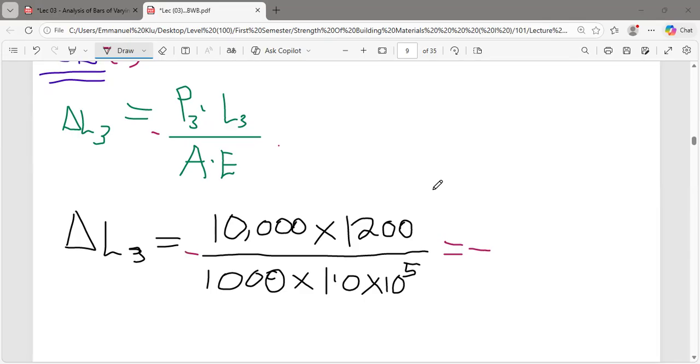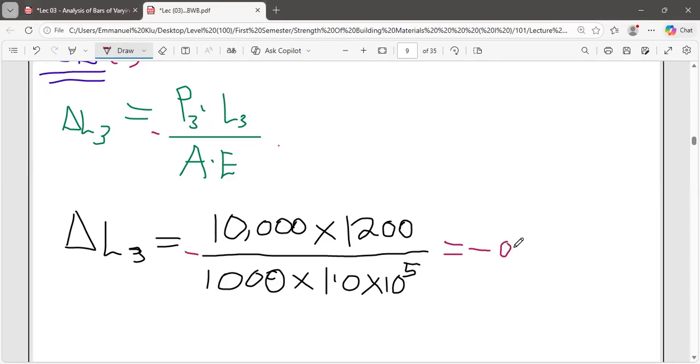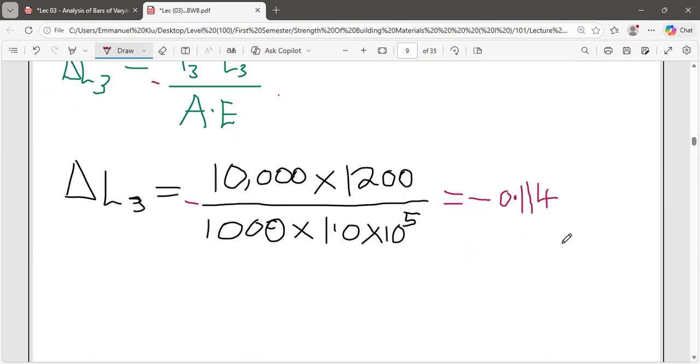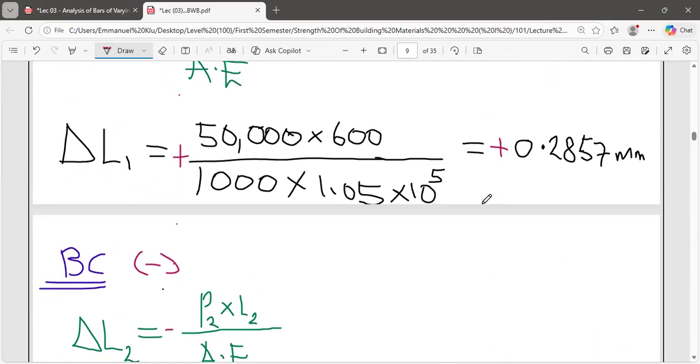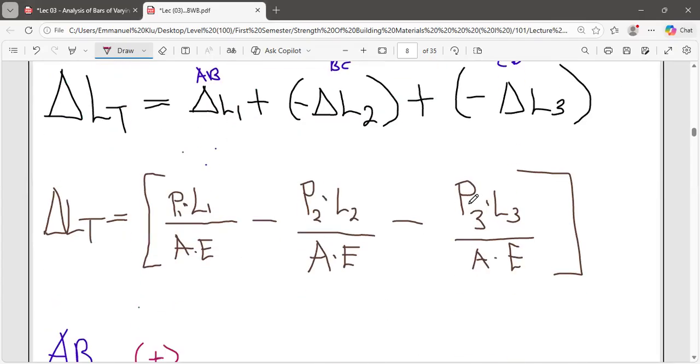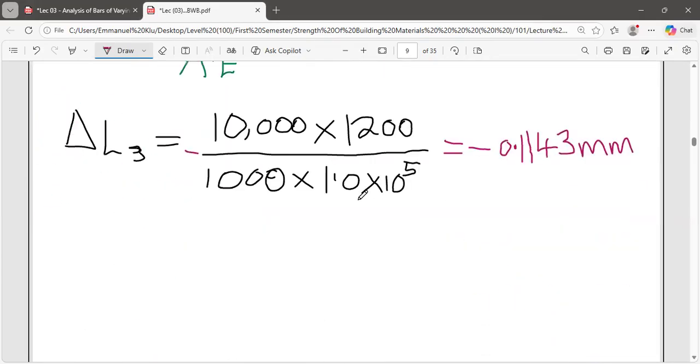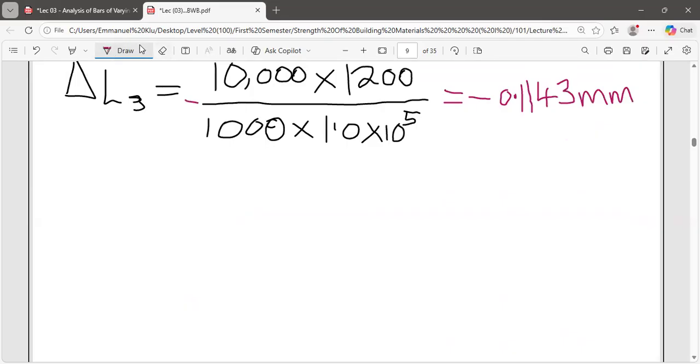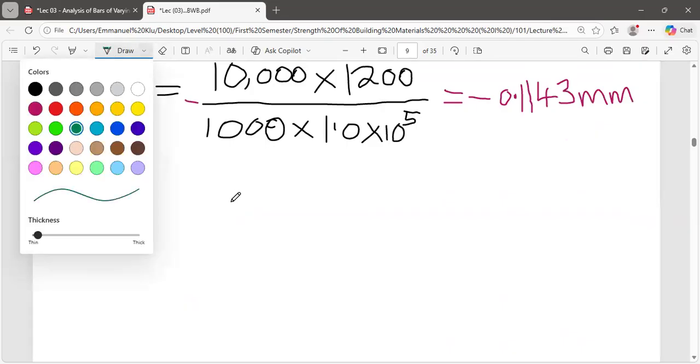So for this one, I'm getting negative 0.1143. Okay, so let me say millimeters. So I can now calculate for my total what? Total change in length. Okay. I can now calculate for my total change in length. Quick, and then we go. So finally, my total change in length.